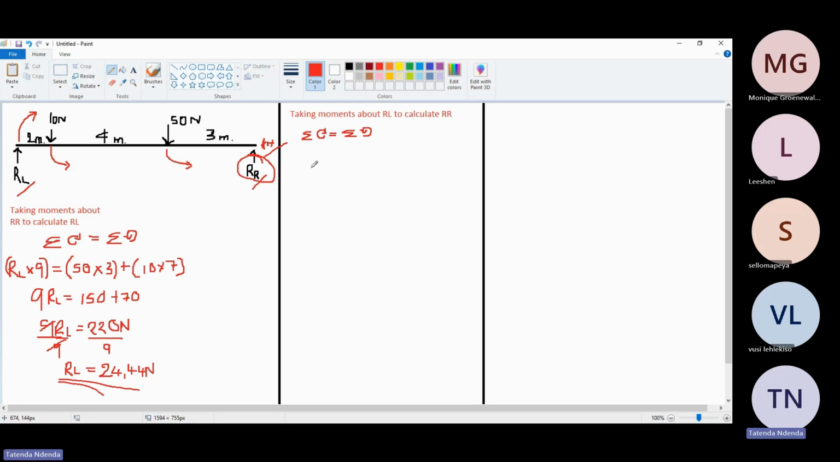Okay. So now, if we are saying the summation of clockwise moments equals the summation of anti-clockwise moments, everything now has to change, isn't it? Because now this is our fixed position, which is RL. Whenever you say take moments about a value, everything on that beam has to go to that value. So this one is going to go towards this direction, this one towards this direction, and this one towards this direction. Okay. So I just want you guys to give me the clockwise moments that you're seeing.